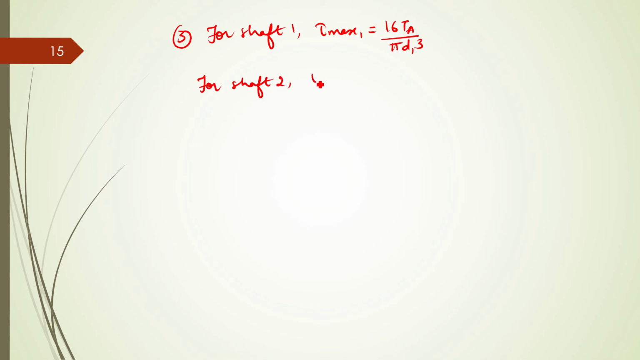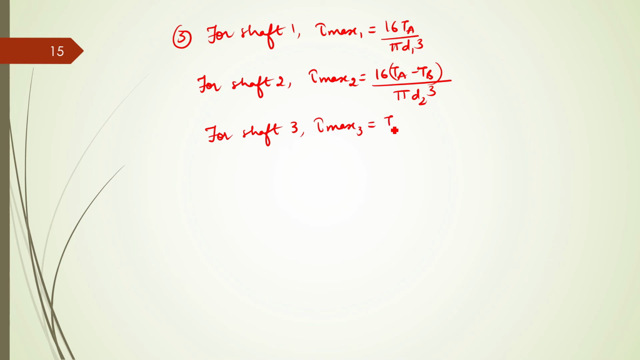Now let's write the third equation, that is for shaft 1. The formula for tau max 1 will be 16 TA upon pi d1 cube. For shaft 2, tau max 2 is going to be 16 (TA minus TB) upon pi d2 cube. For shaft 3, tau max 3 is going to be TD into 16 upon pi d3 cube.